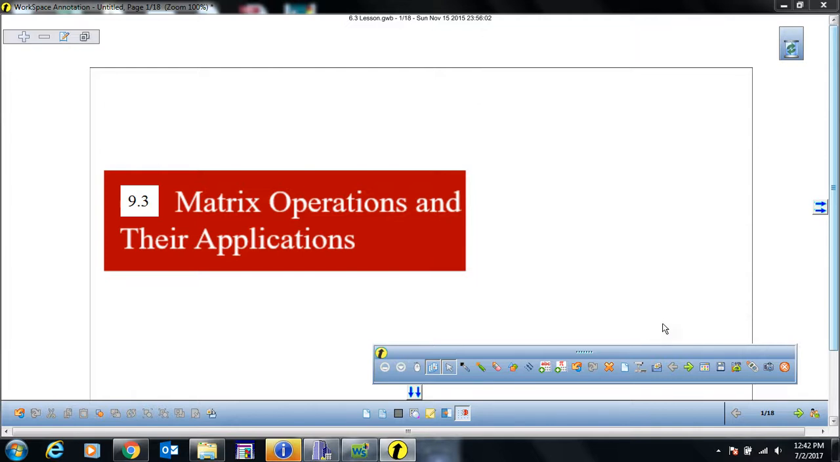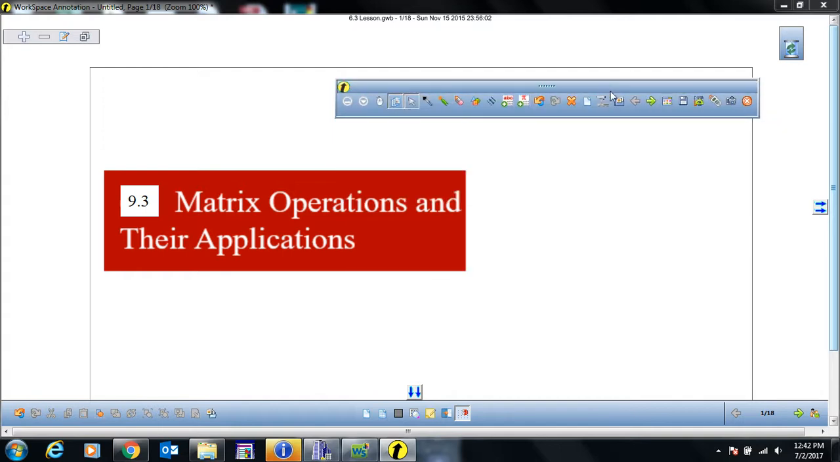In this section 9.3, we're going to talk about all the different matrix operations and applications of that, basically solving matrix equations using operations. Those operations involve addition of matrices, subtraction of matrices, multiplying a matrix times a scalar, which means multiplying it times a number, and multiplication of two matrices.